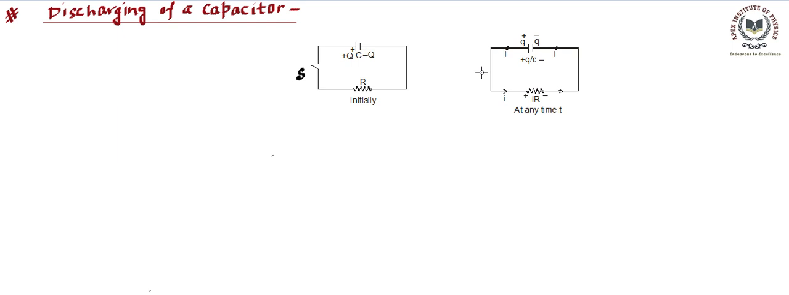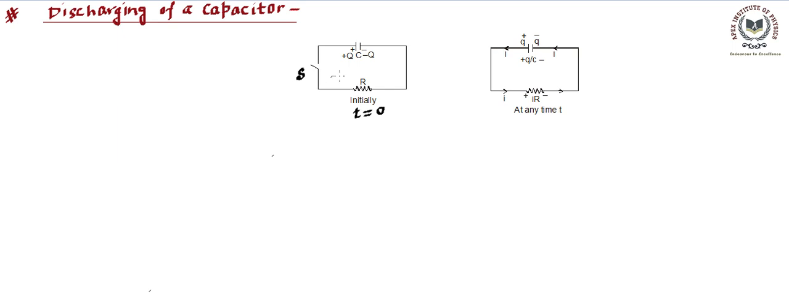So here I have shown two circuits. One is the circuit initially, when time was 0. So this is at t equal to 0, and at t equal to 0 the switch is open and this is a charged capacitor. The capacitance of this capacitor is C. This plate is positively charged and this plate is negatively charged, so this is plus Q charge and this is a minus Q charge, and this is the resistance R.